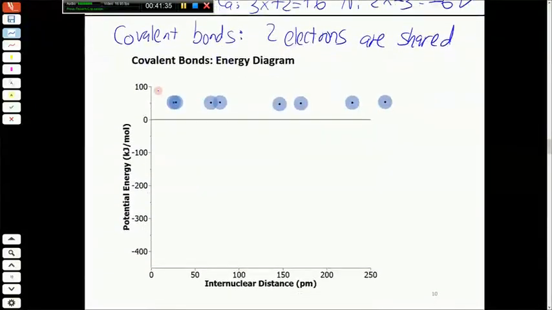Back to chemistry. But we're talking about shared electrons. So let's talk about sort of an energy diagram for what happens when two atoms approach each other and share electrons, and understand a little bit of why this happens in the first place, and some of the properties of these bonds that are formed.